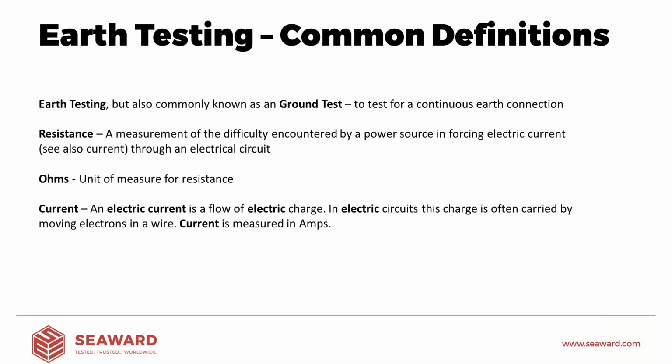Resistance, we'll cover resistance a lot because ultimately that's what we'll be measuring. And that's a measurement of the difficulty encountered by a power source in forcing electrical current through an electric circuit. Resistance is measured in ohms. So when we talk about ohms or even milliohms today, that's our unit of measurement, and that's what ultimately the pass or fail judgment will be made against, how many ohms we have, or milliohms. And finally, the current. An electric current is a flow of electric charge. In electric circuits, this charge is often carried by moving electrons in a wire, and the current is measured in amps. And current is one of our key parameters within this testing area.